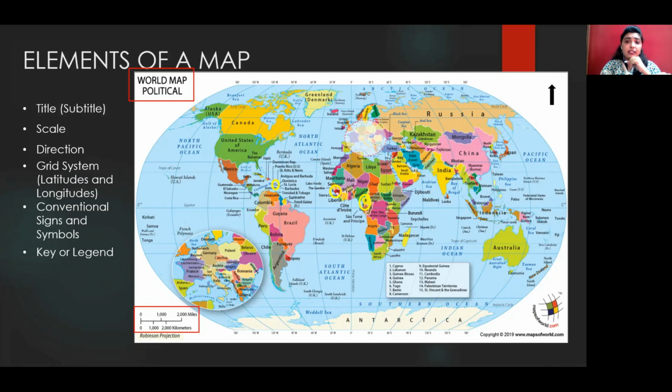The next important thing that has to be given is the direction. The direction is nothing but giving us which is north, which is south, which is east, which is west. So now if I want to go from one place to the other place, I will know if I have to go towards the north, or I have to go towards the south, or if I have to go towards the east or west respectively. So I need to know that.